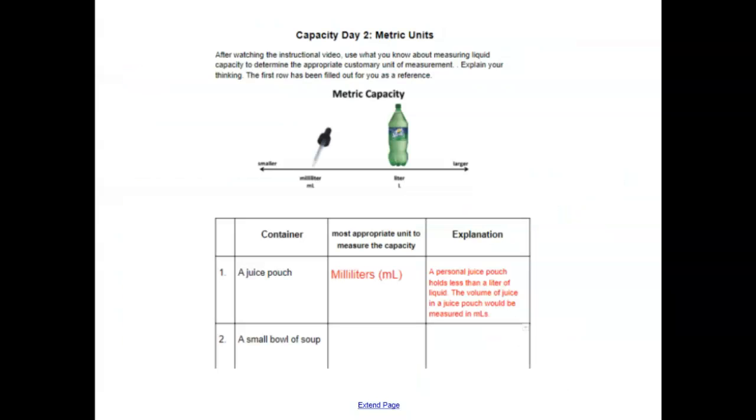Here is your assignment today, and you will notice it's just like the work we just did together. So make sure you carefully watch my video and take notes, and then you're going to determine the most appropriate unit to use when measuring the amounts of liquid in different containers. So for this first container, it's a juice pouch filled with juice. I know right away I would use milliliters. A personal juice pouch holds less than a liter of liquid. The volume of juice in a juice pouch would be measured in milliliters.